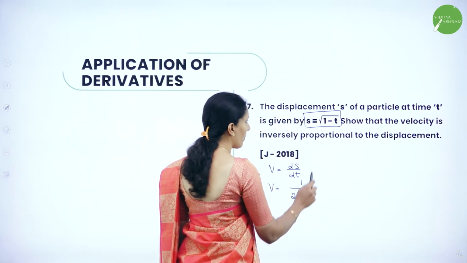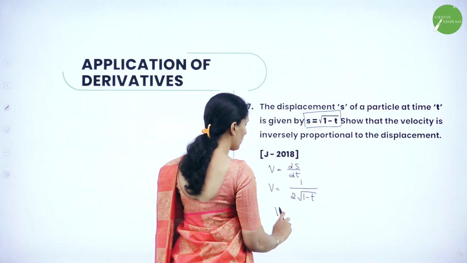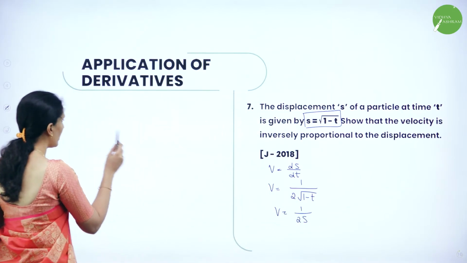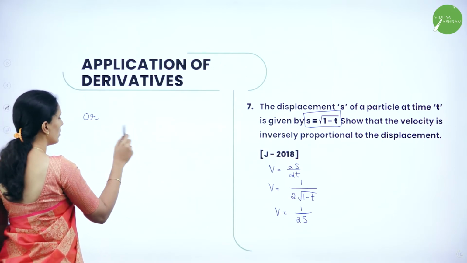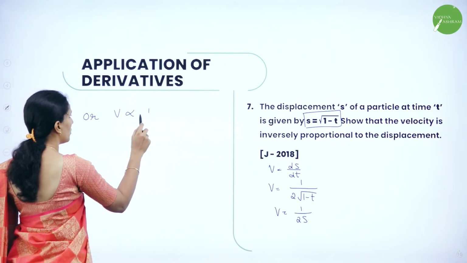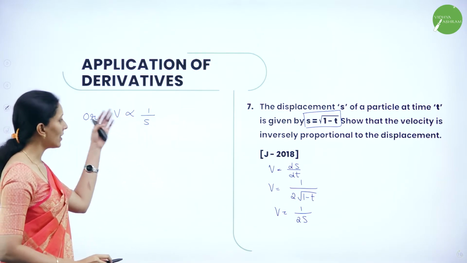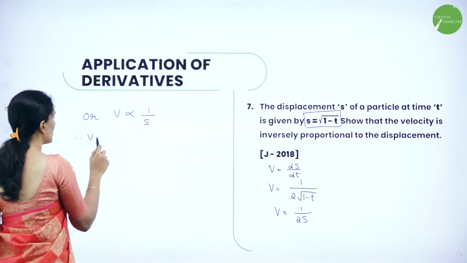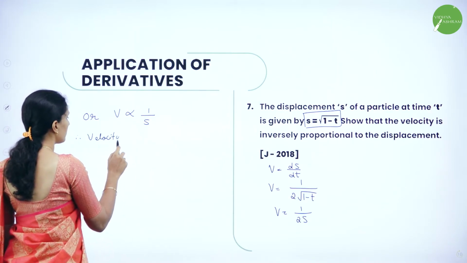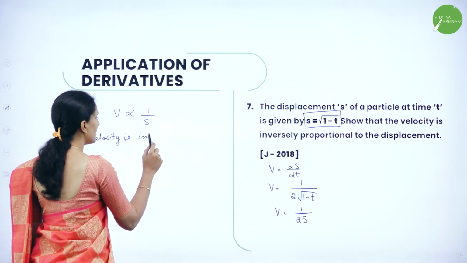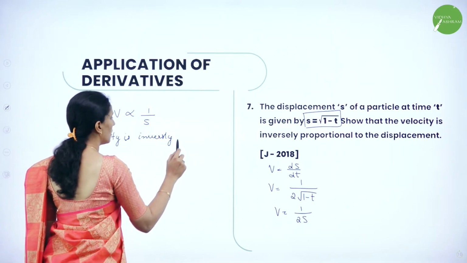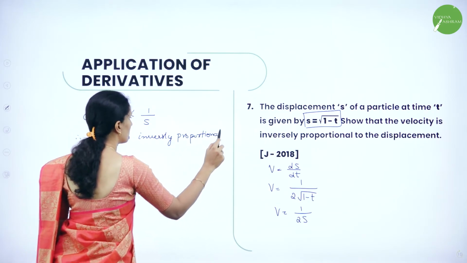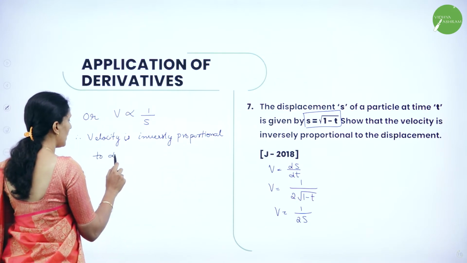But what is root of 1 minus t? This is nothing but s. So we get v is equal to 1 by 2s. Or if you remove the equality, we can include a proportionality constant. We get v is proportional to 1 over s. Clearly you can see they are inversely proportional to each other. Hence we can say velocity is inversely proportional to displacement.